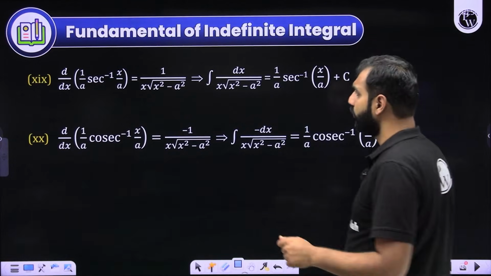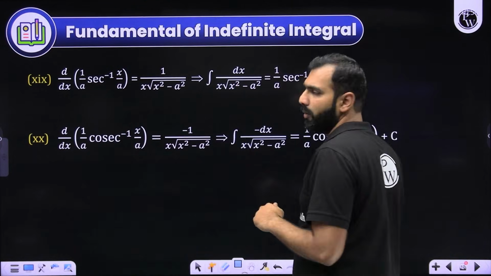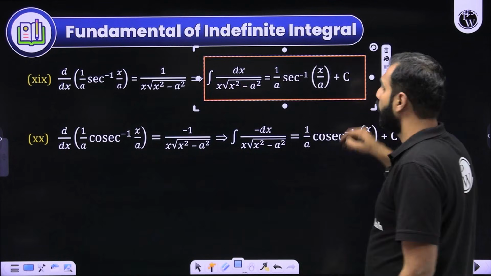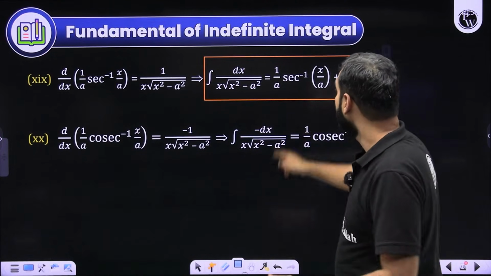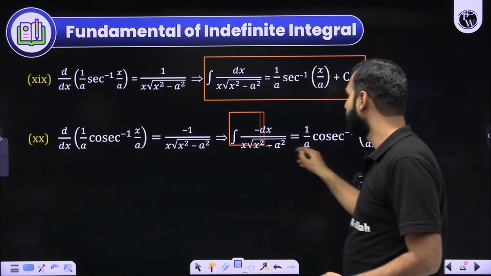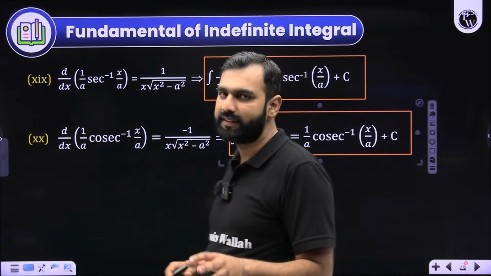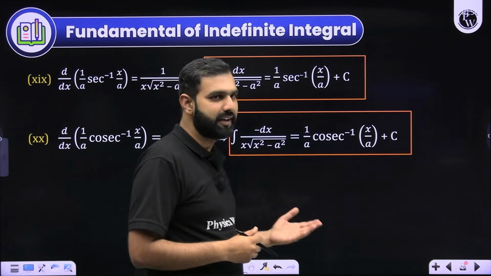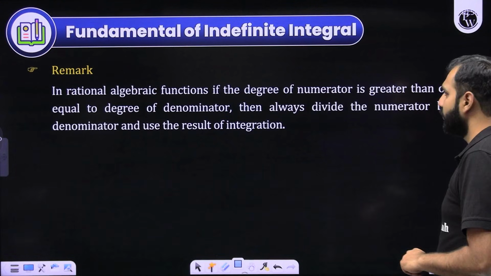There are two more. For example, 1 upon a sec inverse x upon a is 1 upon x under root x square minus a square in terms of derivative. So the integration of 1 upon x times under root x square minus a square will be 1 upon a sec inverse x upon a. Similarly, when it is cosec, you simply replace it by a negative sign. So I hope you have made complete sense of all the formulae which you studied in the chapter Indefinite Integration. Shall I move ahead from here? I hope there is no confusion on that.